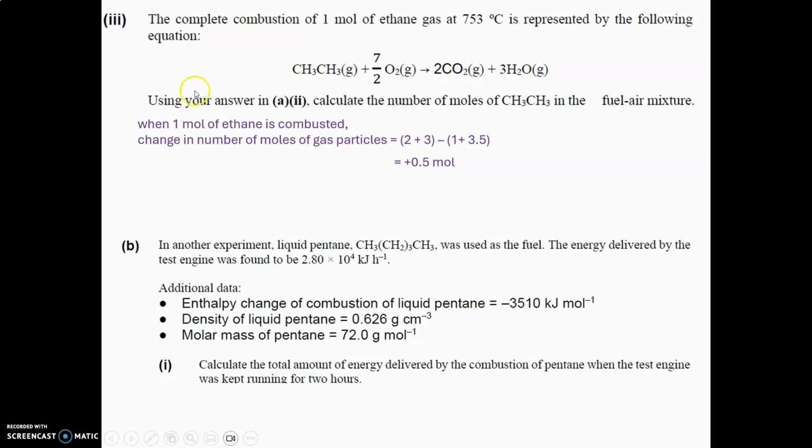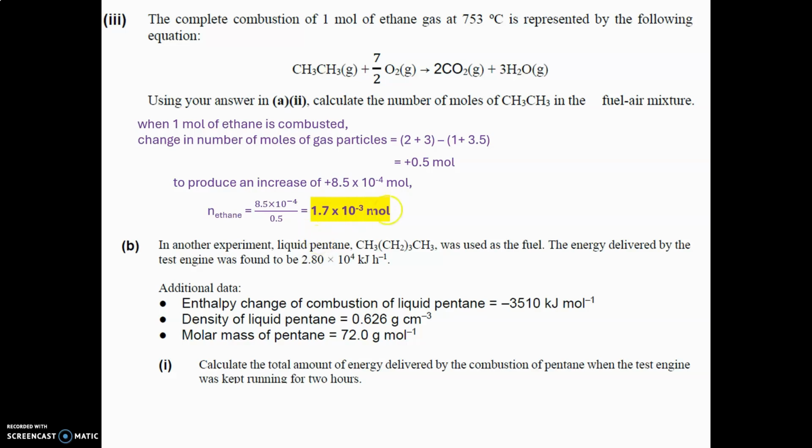So when we burn 1 mole of ethane, the change is plus 0.5 mole, which means that from A part 2, our increase was positive 8.5 times 10 to the power of negative 4 moles. So to produce this increase, the amount of ethane needed would just be this divided by 0.5, which is 1.7 times 10 to the power of negative 3 mole.